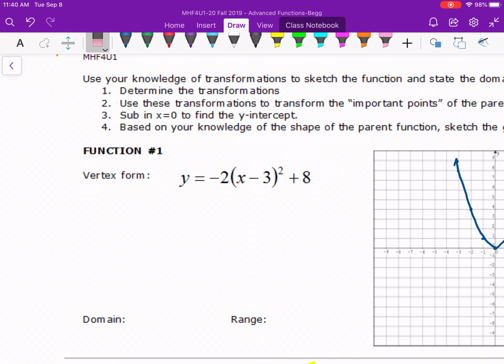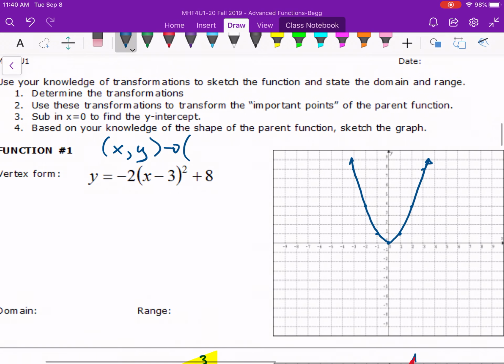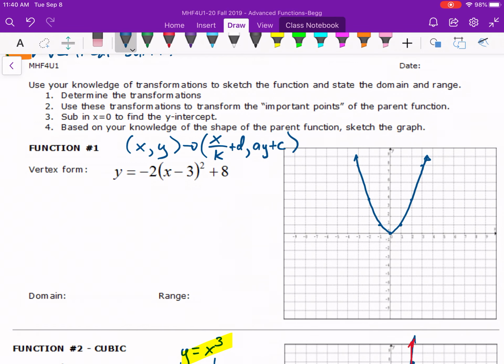Maybe I'll write it here. I'll get rid of this for now, and I'll write the not transformation formula, the mapping formula. It's the one that goes (x, y). If you've got a point (x, y), you can transform that single point by doing x over k plus d, and a times y plus c. So if we identify a, k, d, and c, then we can do this on a point-by-point basis to transform specific points, then connect the dots again.